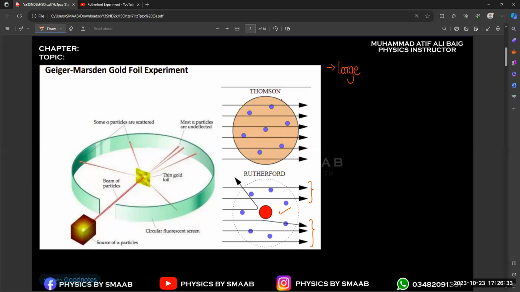So they assumed that the atom was a large positive sphere with electrons stuck on it.